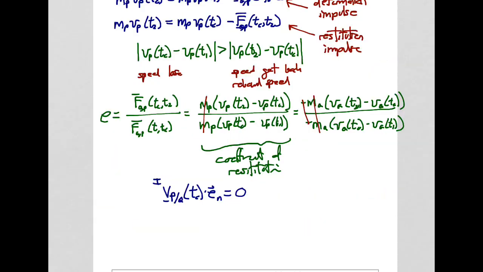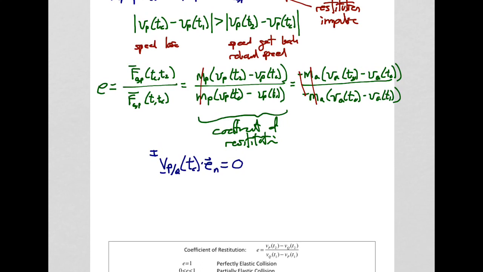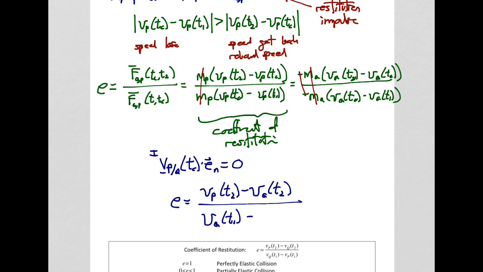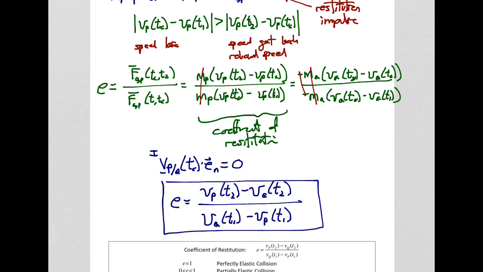And when we do that and we rearrange some terms, then we get the expression in which our coefficient of restitution is V sub p at T2 minus V sub q at T2 divided by V sub q at T1 minus V sub p at T1. Alright, so now this is a workable form of what we call the coefficient of restitution. And so this is a ratio of speeds. So let's take a moment and analyze this.